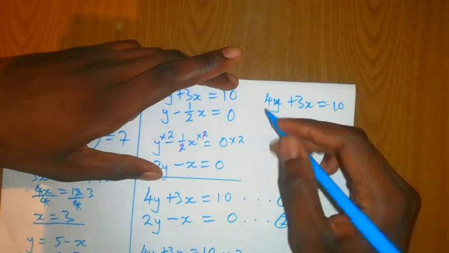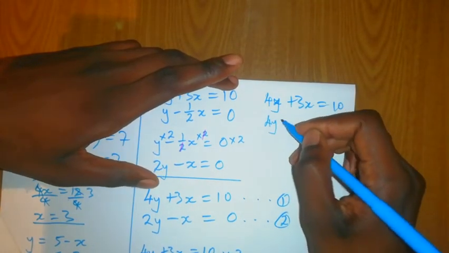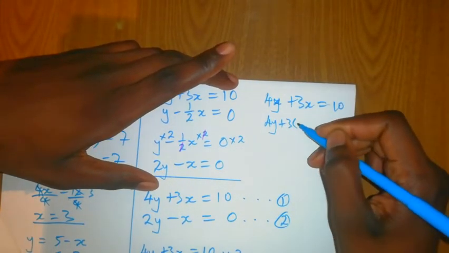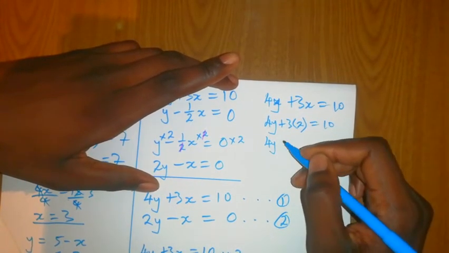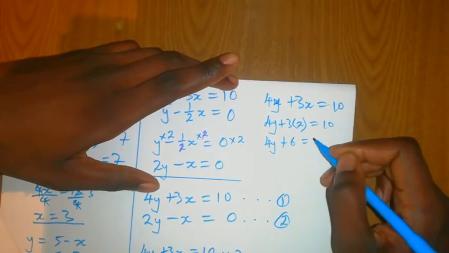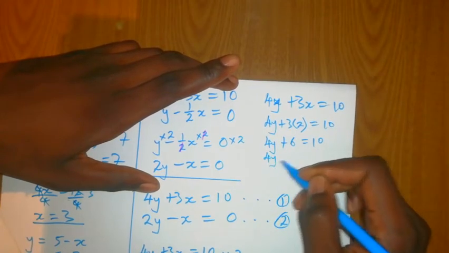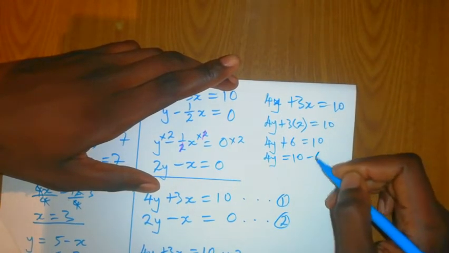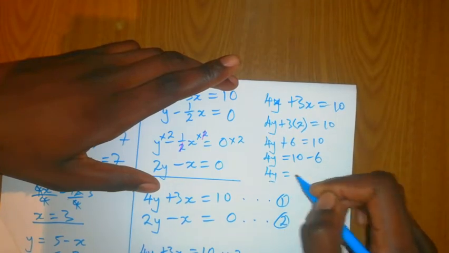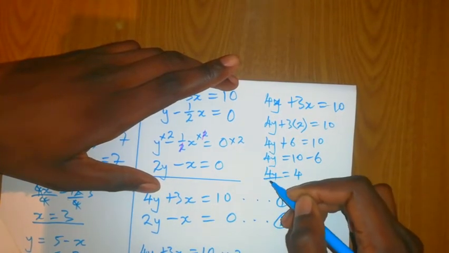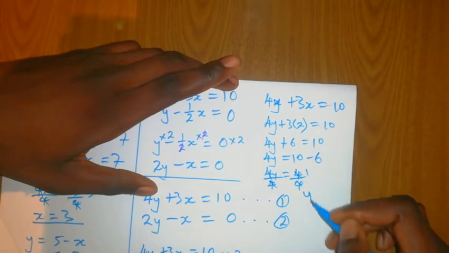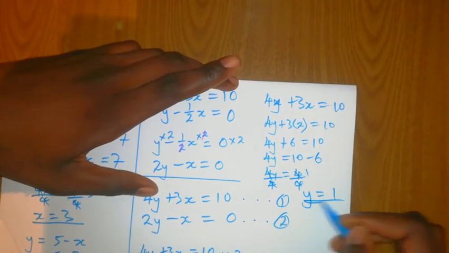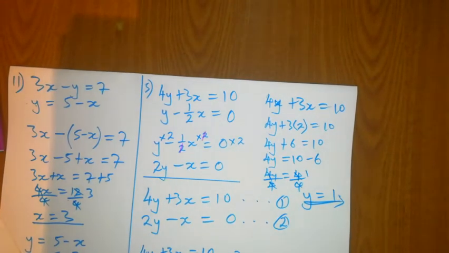Then I want to substitute my x here. It's now 4y plus 3 bracket 2 is equal to 10. 4y plus 6 is equal to 10. I'll then collect my like terms here. Minus 6, 4y is equal to 4. I'll divide both sides by 4. Y is equal to 1. I'm done there. So that is a typical example.